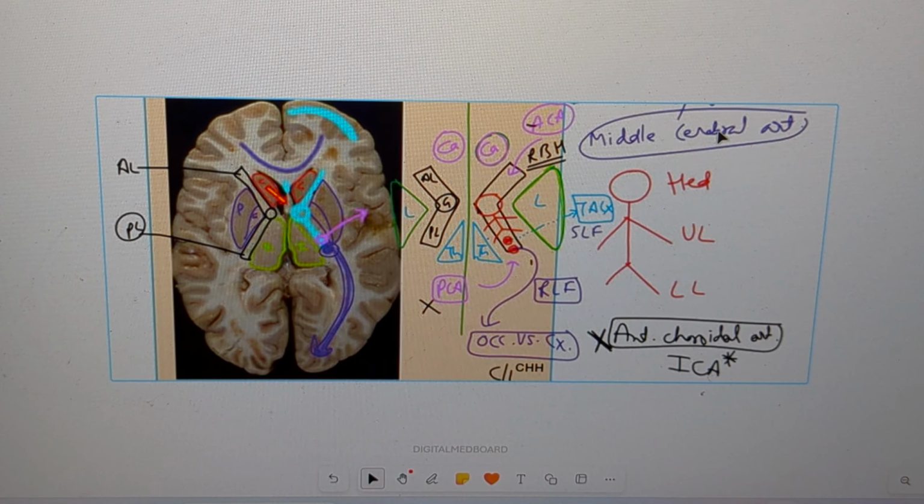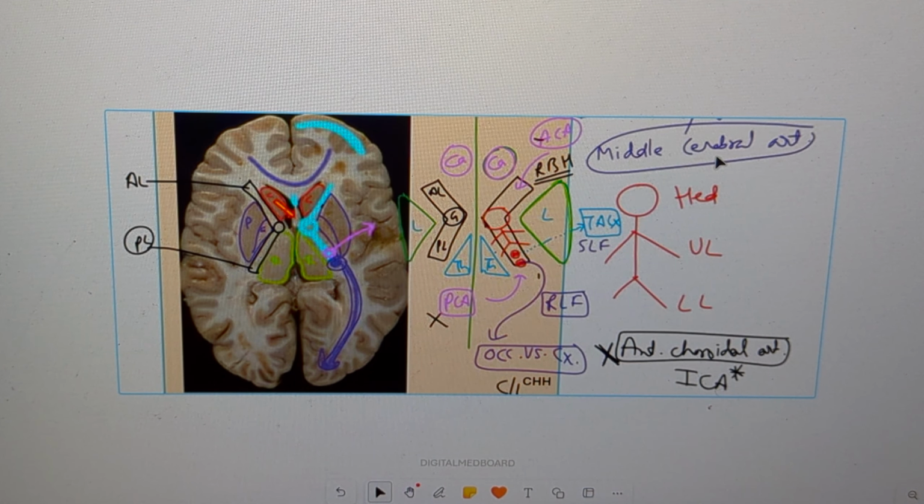The middle cerebral artery supplies most of the internal capsule. The sensory and motor fibers of the internal capsule pass through the Genu, which is supplied by the middle cerebral artery. If the middle cerebral artery is blocked, particularly the branch supplying one side of the Genu, there will be contralateral sensory motor loss in the head region.